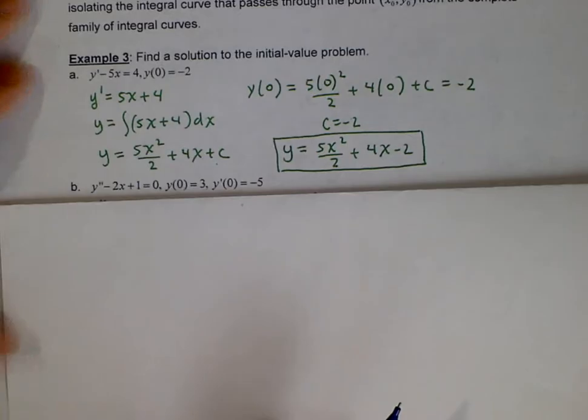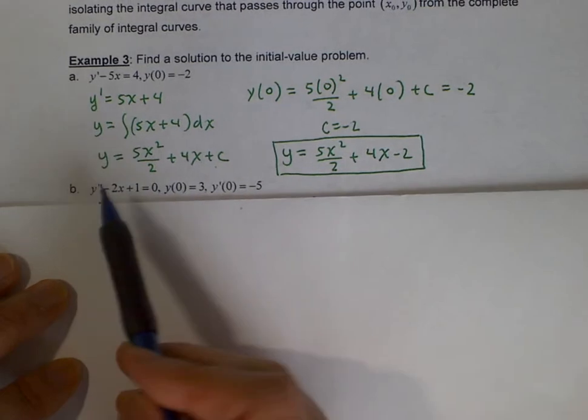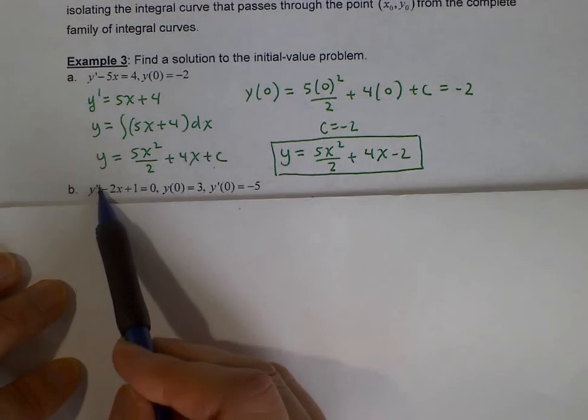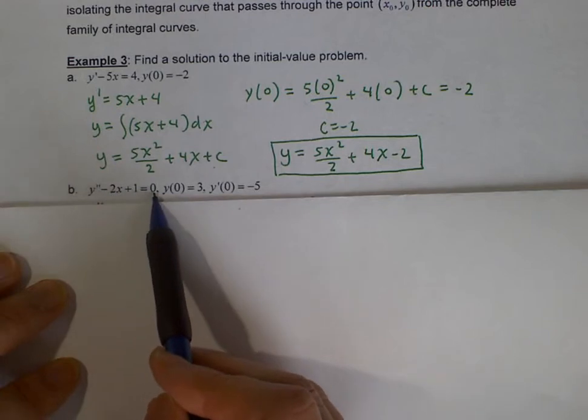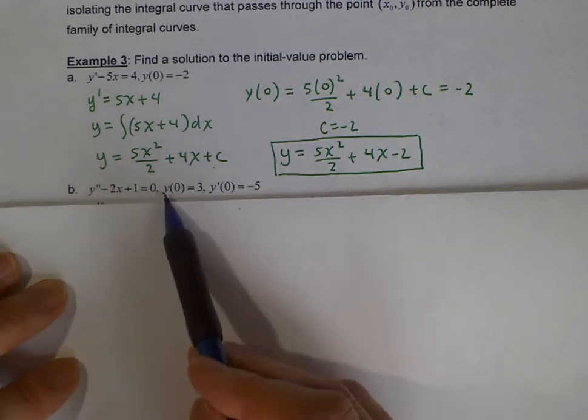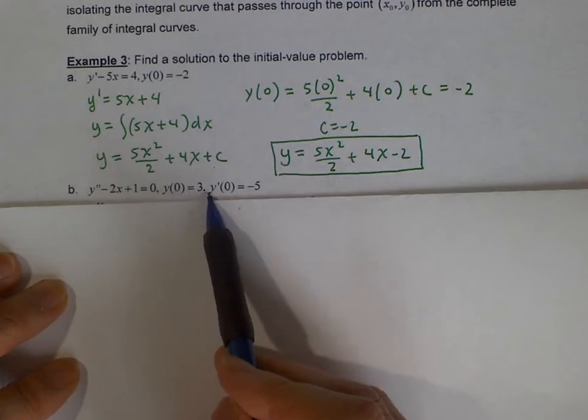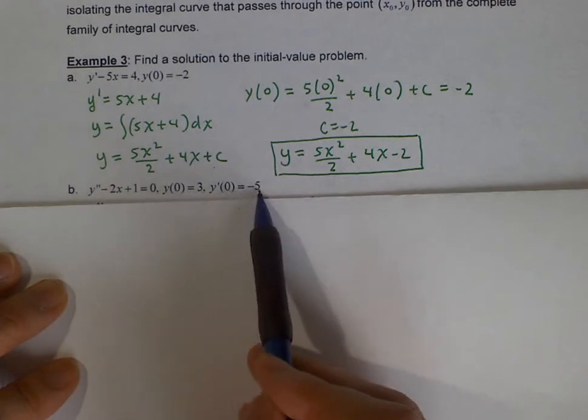Okay, in my next example, I have a second order differential because this is a y double prime. So I have y double prime minus 2x plus 1 is equal to 0. And this time I'm given two conditions. y of 0 is equal to 3 and y prime of 0 is equal to negative 5.